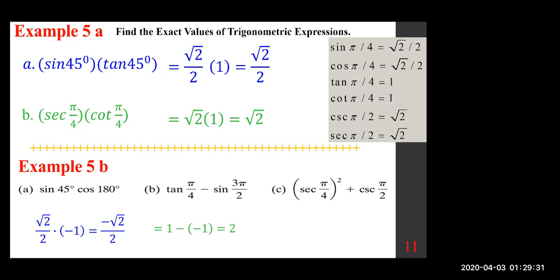Secant of pi over 4 is square root of 2 quantity squared, so it becomes 2, and 1 becomes positive 3. Okay, class? Sounds good? Got it. Perfect. So we're going to move on.